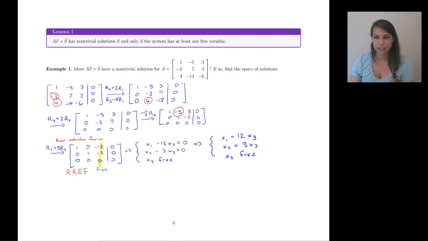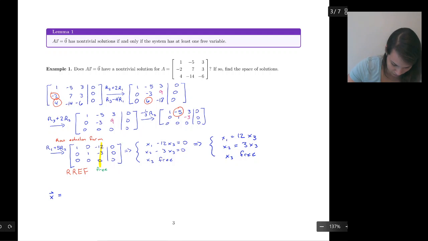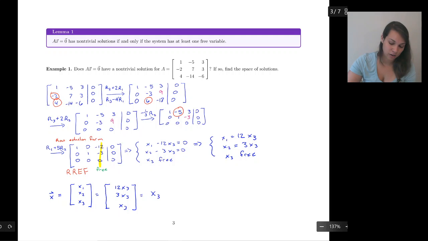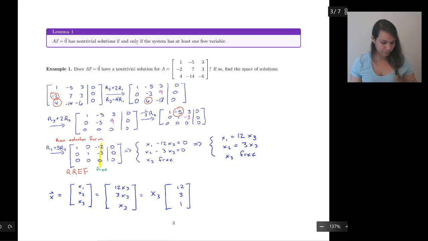And now I am ready to write my x vector, which is going to be my solution vector. So x equals, I'll be really careful at first. It is x1, x2, x3. But I know what x1 is. It's 12x3. And I know what x2 is, 3x3. And then x3 was free, so he's just his lovely self. I can factor x3 out of this, and we are left with this vector here. Does this look like something? Maybe a linear combination? Because we've got a constant that can be anything times a vector. Hopefully you can see that, because that's what it is.